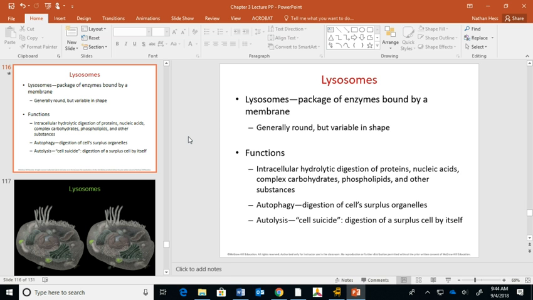Maybe for some reason the factory that was producing these cells got too, it's like, hey, calm down. All right, let's just get rid of those and we'll keep going. But it actually kills itself.